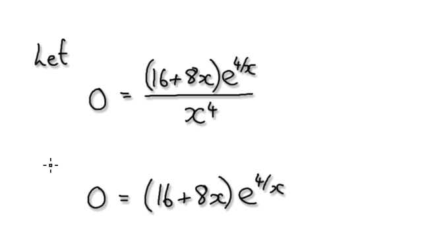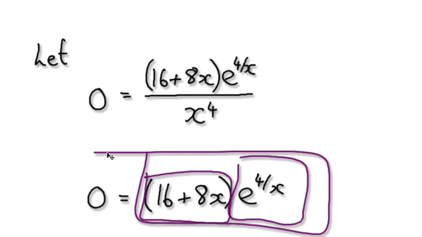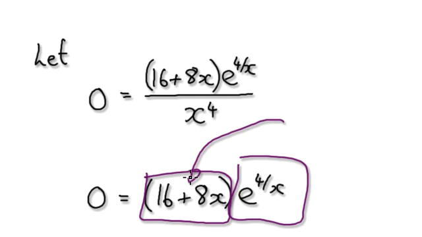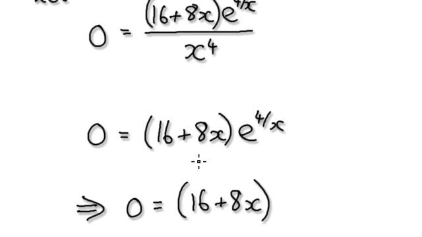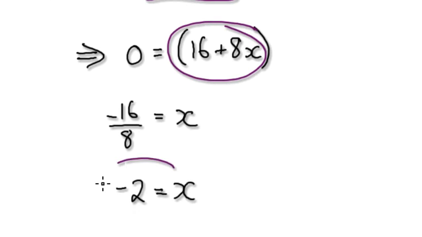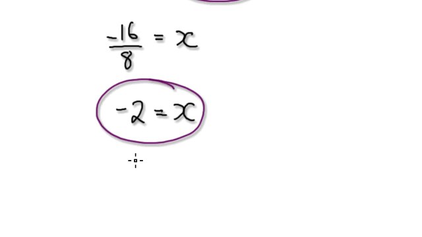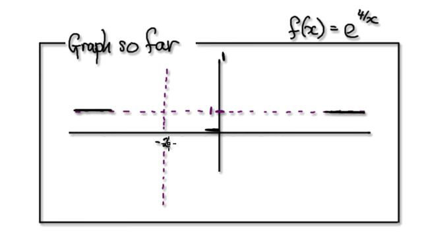Now, looking at this here, you've got this thing multiplying with this thing. When does this whole thing here be 0? You see, if you set this to be 0, then the whole thing will be 0. So it really boils down to you trying to set this thing here to 0. So when will this be 0? When x equals minus 2. So we know there's a point of inflection somewhere at x equals minus 2.